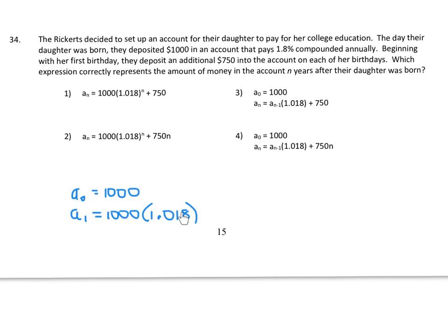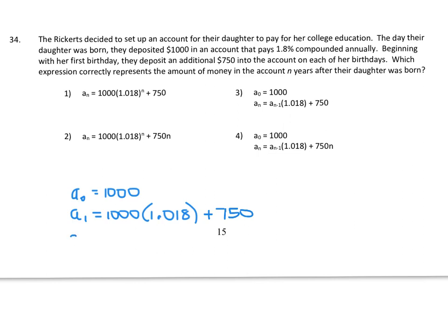Now, as we keep reading, it says beginning with her first birthday, they deposit an additional $750 into the account on each of her birthdays. So this interest is going to be multiplied. Basically, the money that's in there is going to collect that interest. But then in addition to that, they're adding on another $750. So this same process is going to continue to happen.